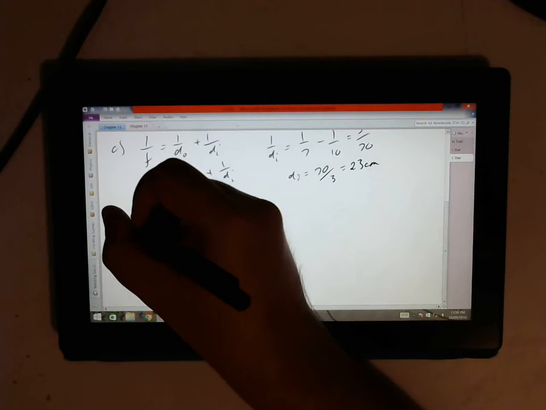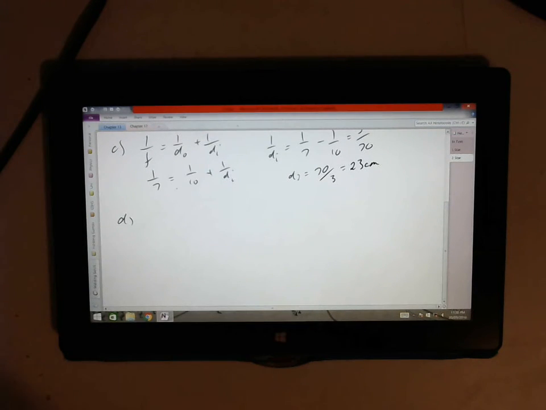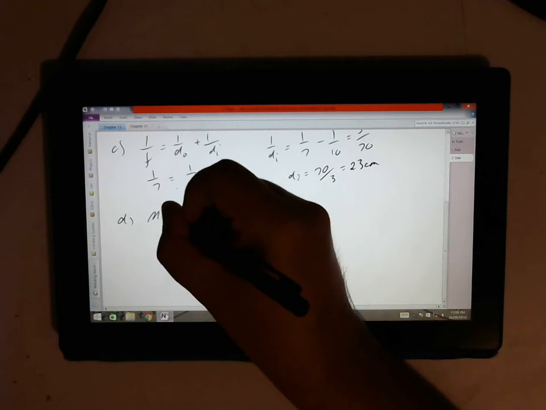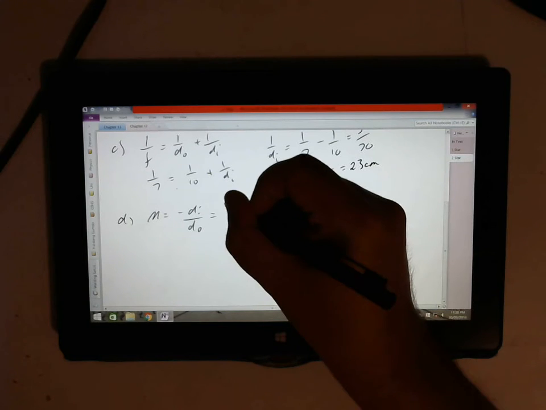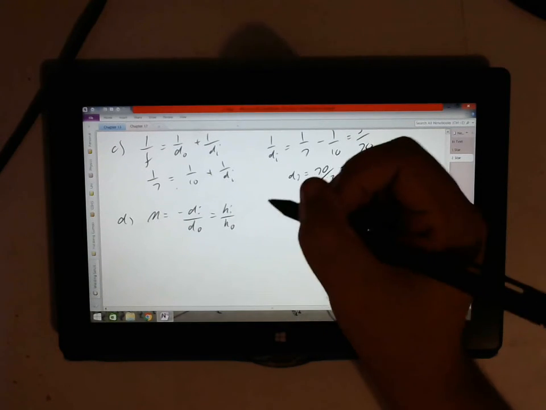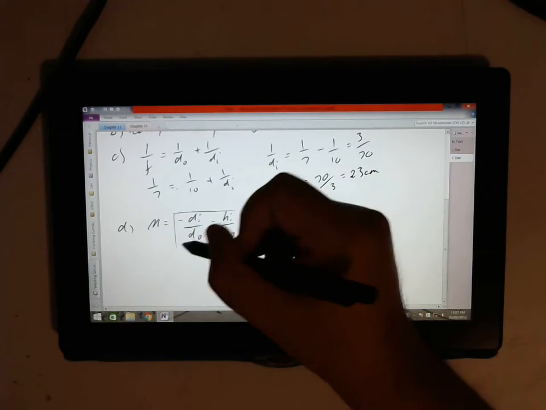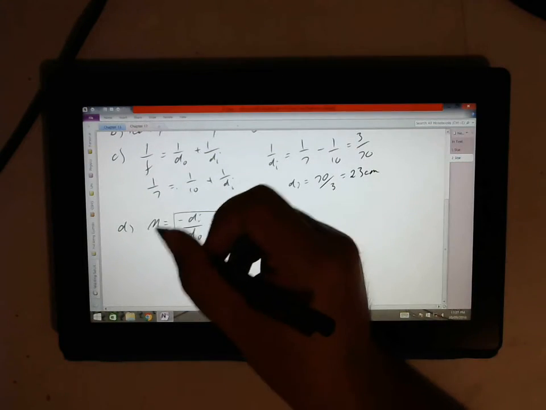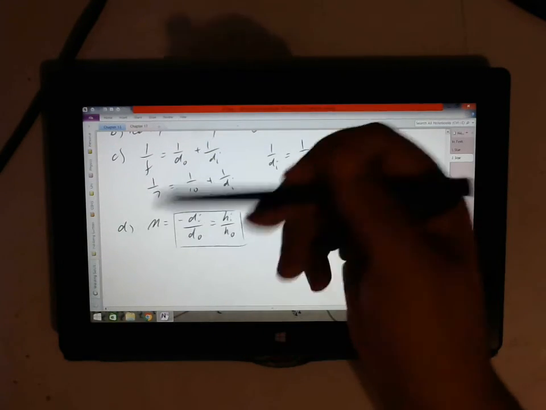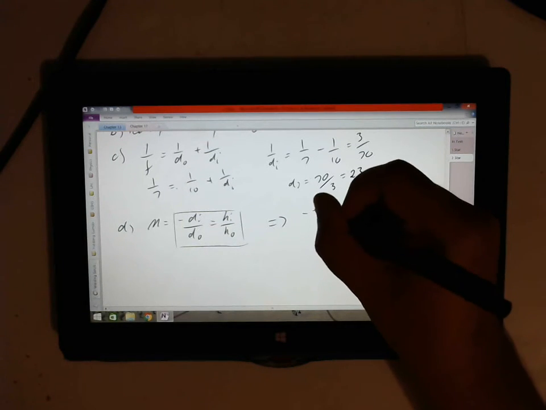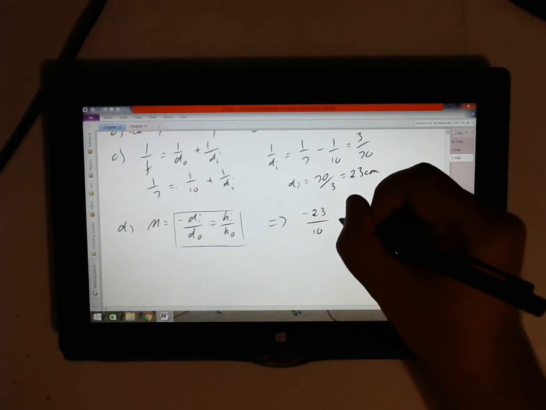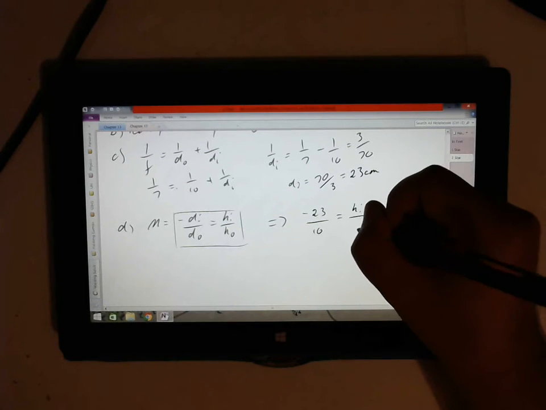Okay, D, use the magnification to find the height of the object. Sorry, the height of the image. So we know that M equals negative DI over DO equals height of the image over height of the object. So we're going to use this half of the equation. We could solve it to M and then go back, but we don't need that. So that means we're going to have negative 23 over 10 equals height image over 1.